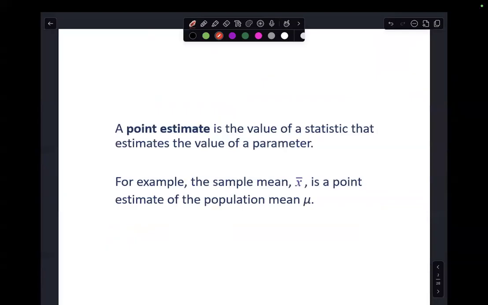All right. With our proportions, we determined a point estimate by taking the number of successes over the sample size. A point estimate for a mean is just whatever the mean is of our sample. So our sample mean is our point estimate. If it asks you for a point estimate, it's just the sample mean. And we're going to use that sample mean to estimate the population mean.